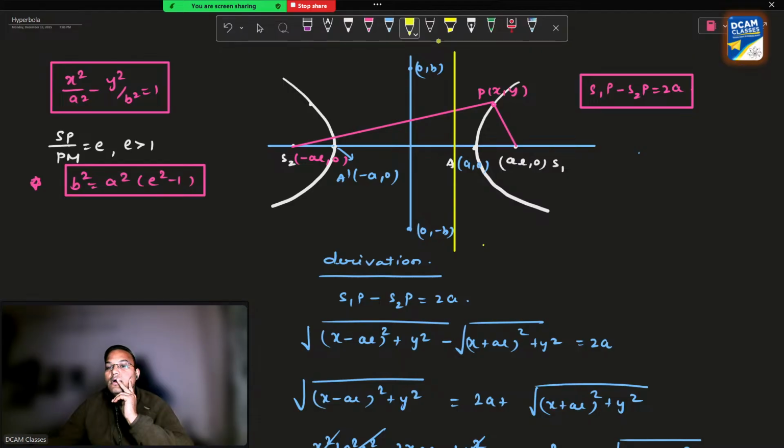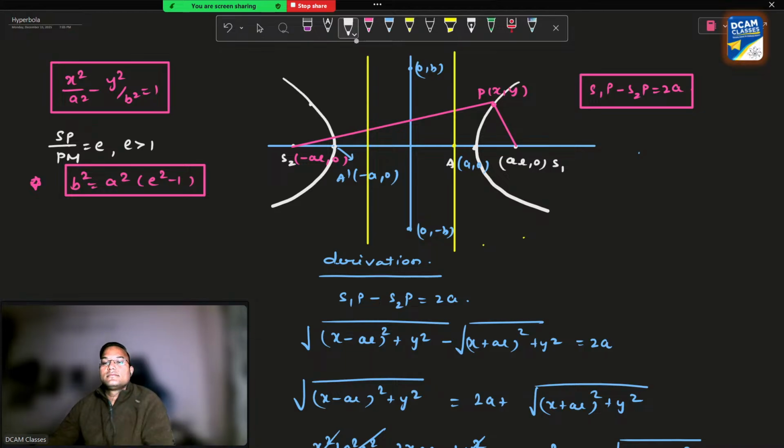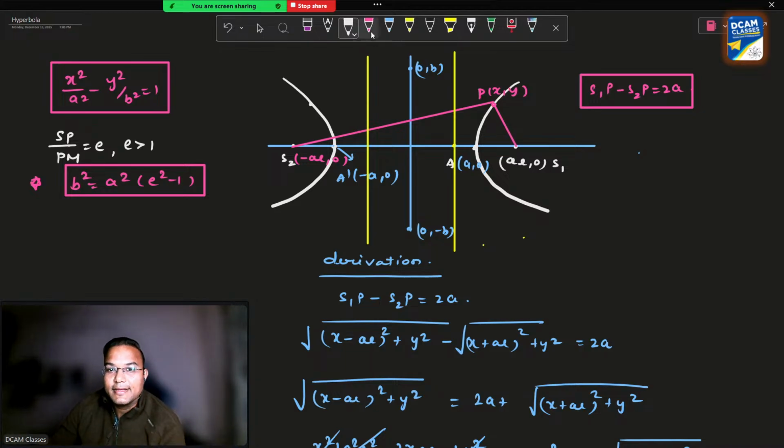Again, how? Do you remember how we got it in the ellipse? Haripriya, do you remember? Vaguely, yes, sir. Kanishka, do you remember? Trying to recall.